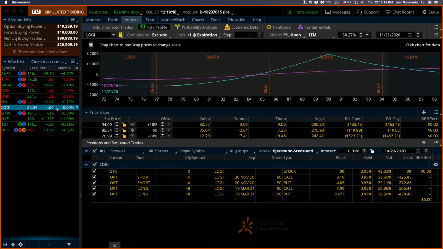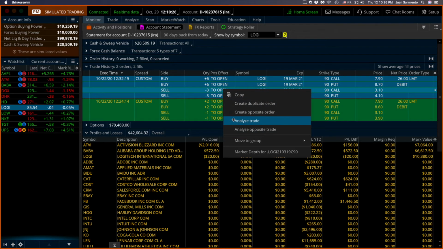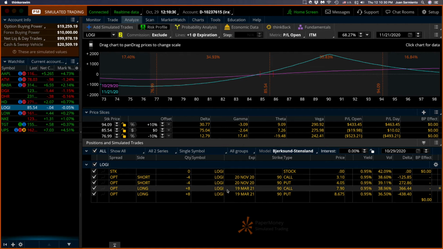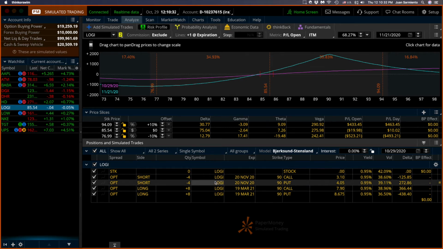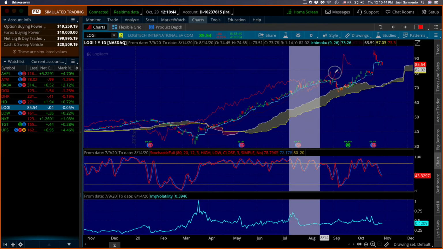Let's go to Logi. Let's go to the Monitor tab. Analyze that. Yeah, so essentially what we see here is a correct representation of the original trade, because there's no rollovers. We haven't done any rollovers. So we have $19 loss so far. So let's look at the chart.